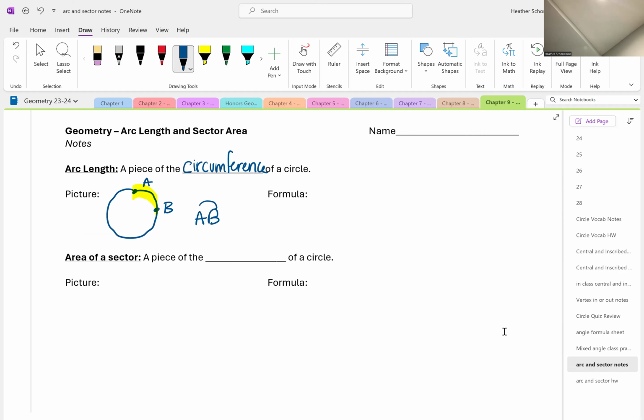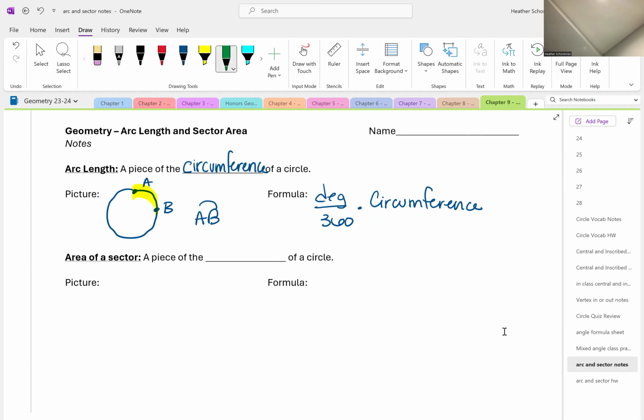But now we're going to say, well, if this circle is made out of string and I cut it at A and cut it at B and stretched it out, how long would that little piece be? And the formula is found by taking the degree over 360 times the circumference.